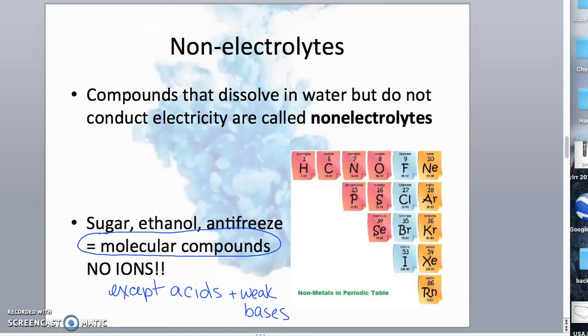Non-electrolytes are compounds that dissolve in water but do not dissociate into ions. We call these non-electrolytes. They are typically molecular compounds. However, there is an exception for acids and some weak bases.